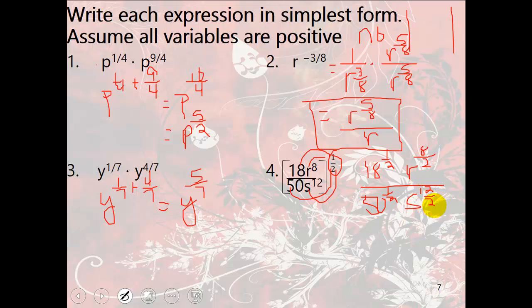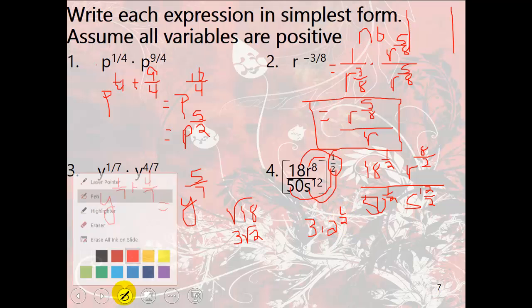All right, so if I simplify the square root of 18, well, we know that that's 3 square roots of 2, and this is just 2 to the 1/2. So I have 3 times 2 to the 1/2.